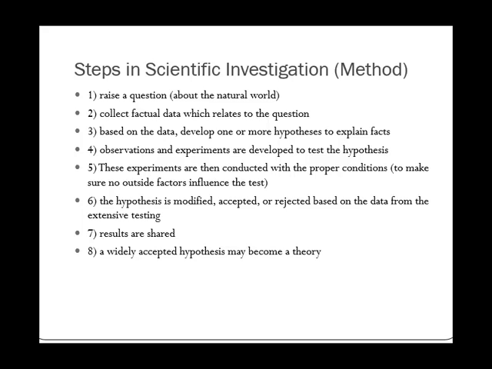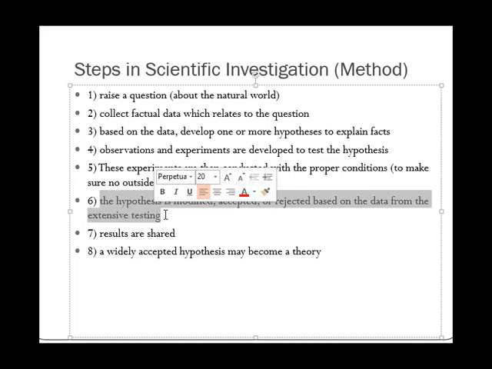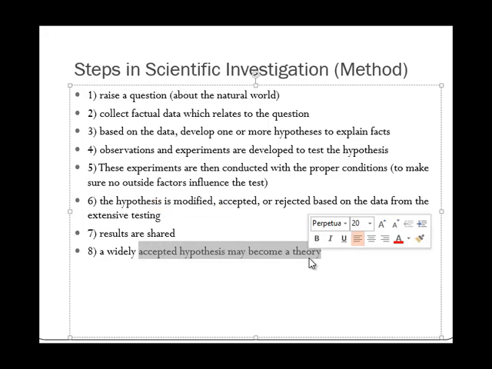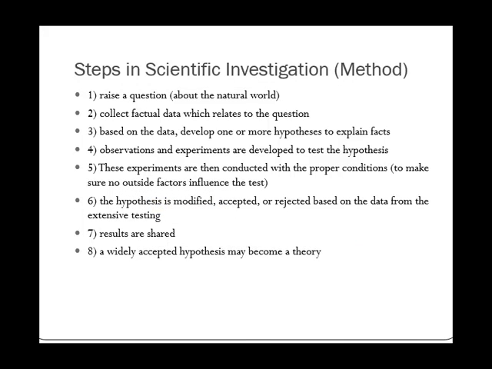So obviously you want to make sure that everything else is the same, which means you want to control for it. You want to establish a control to make sure that everything except for the thing that you're testing remains the same. Based on your experimenting, a hypothesis can be modified, accepted, or rejected. You share the results, and if it gets accepted, it may become a theory.